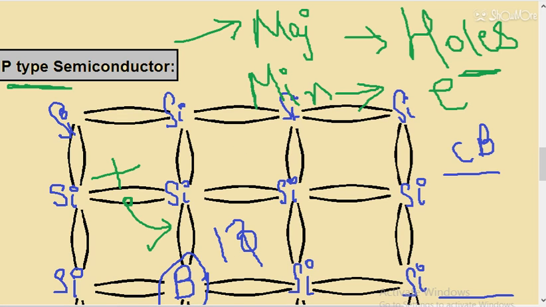So I hope this is clear to all. If anyone has doubt in this: majority carriers are holes and minority carriers are electrons. So let's see what we have done in this lecture.